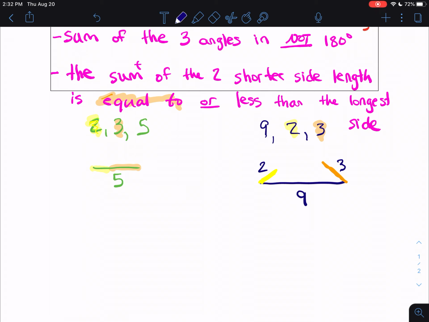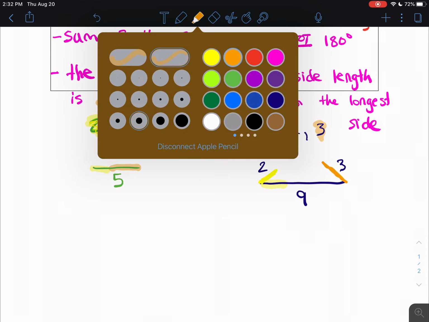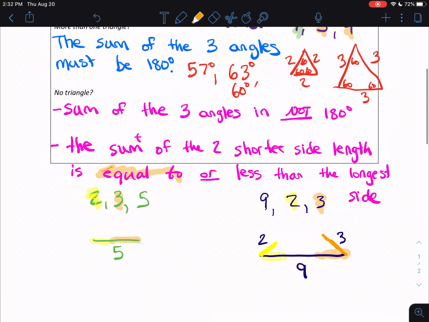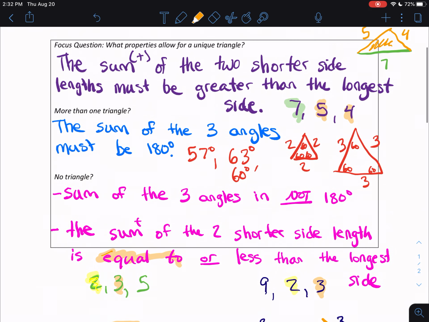If we were to lower these down, we would have some leftover space. If this became a bridge, the drivers driving across would reach the river beneath, because they wouldn't be able to cross since the two shorter side lengths don't even touch. They're just way too short. So those are the requirements for a unique triangle, more than one triangle, or no triangle.